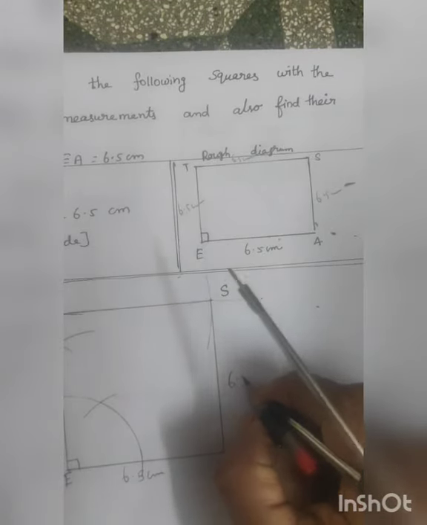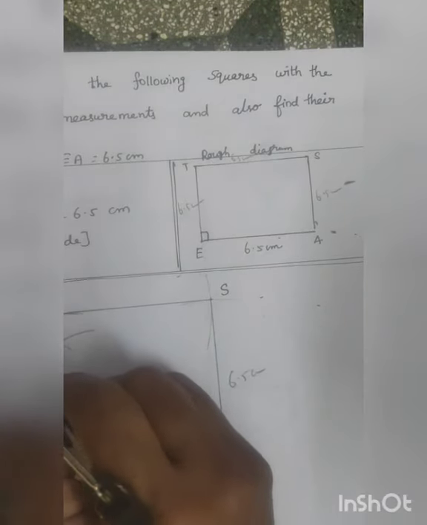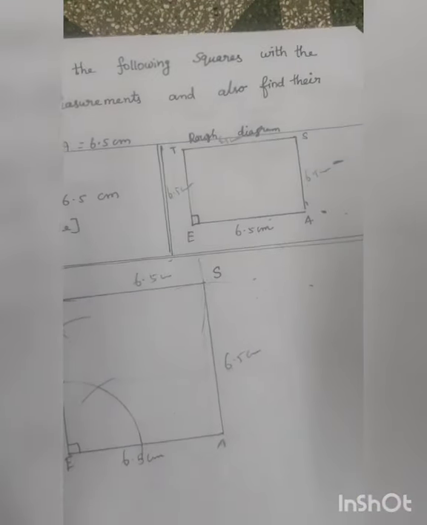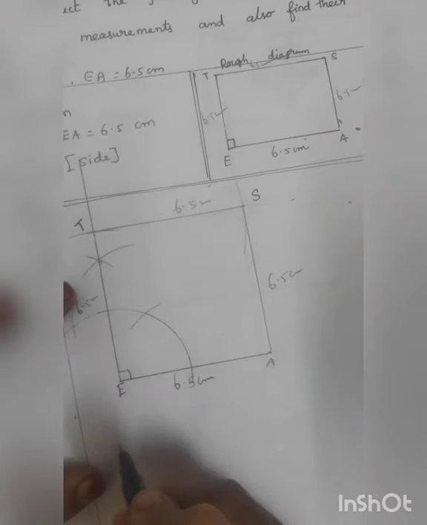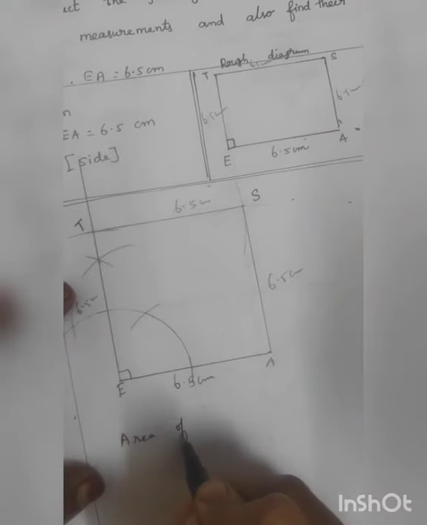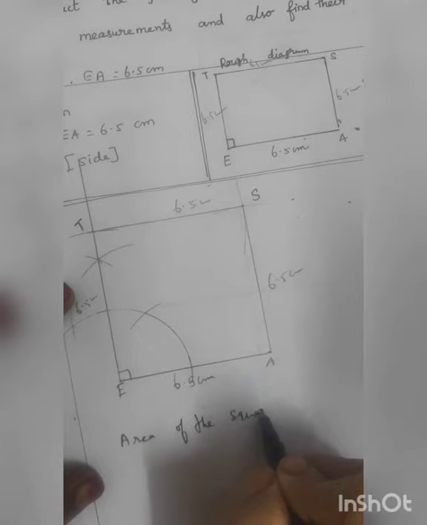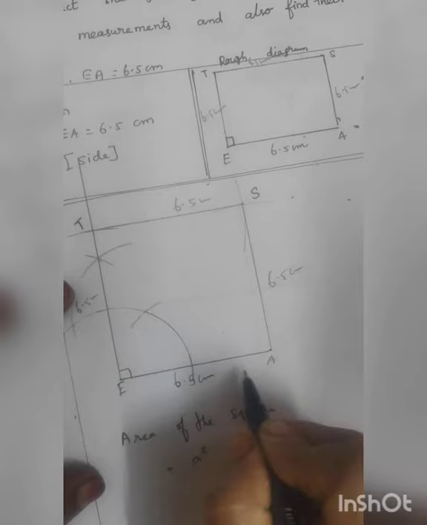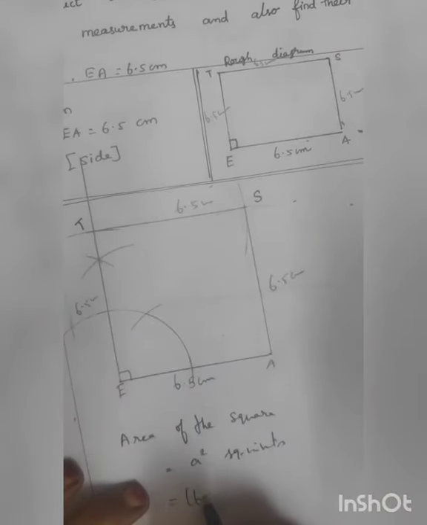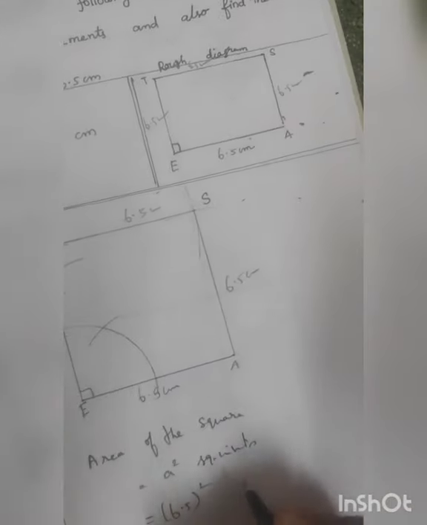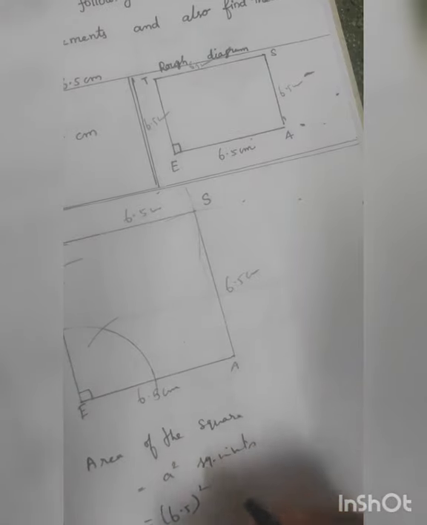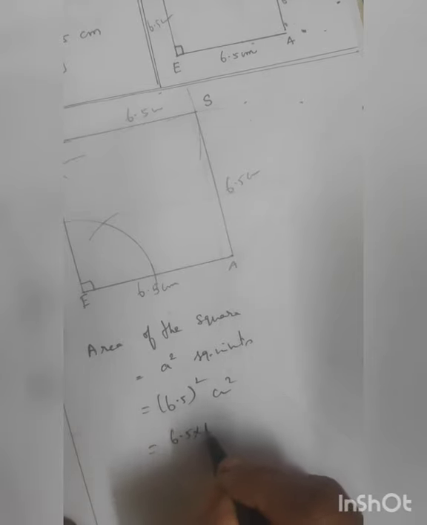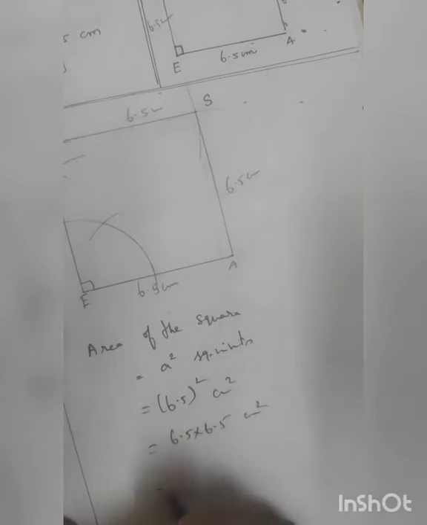Now here you write 6.5 centimeter, 6.5 centimeter, 6.5 centimeter. Area of the square equals A square units. A equals one side value. What is the value? 6.5 whole squared, centimeter squared. You multiply 6.5 two times. 6.5 into 6.5 centimeter squared.